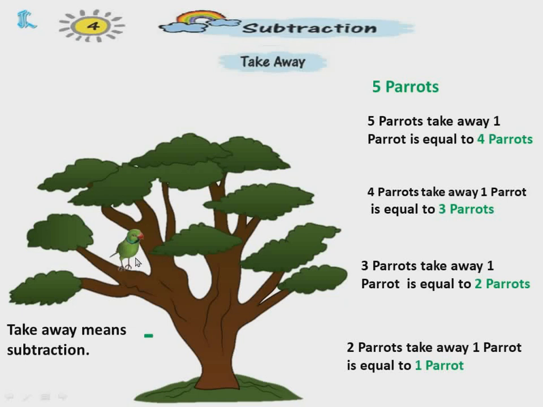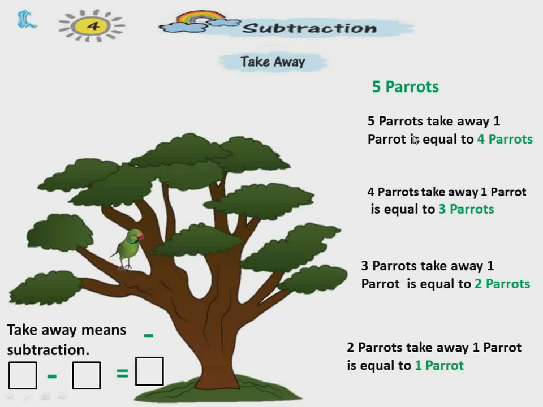So take away means what? Subtraction. And the symbol of subtraction is just one sleeping line, that is minus. We call it minus also. And when we are writing in numbers, first we'll write the number, then we will put the subtraction sign, then we will put equals to, and then we'll write the answer. Okay, let's see how to write that.